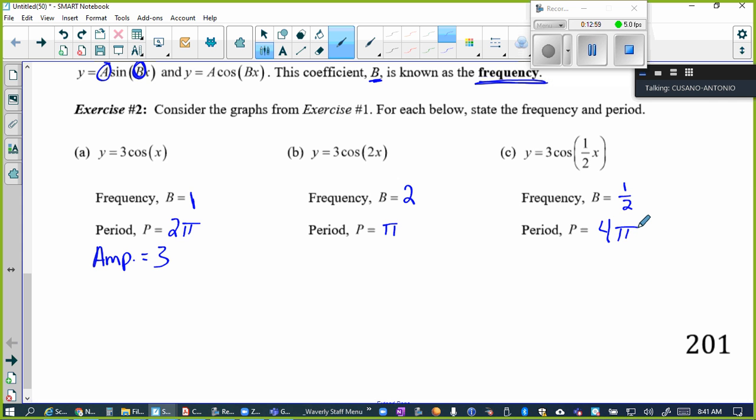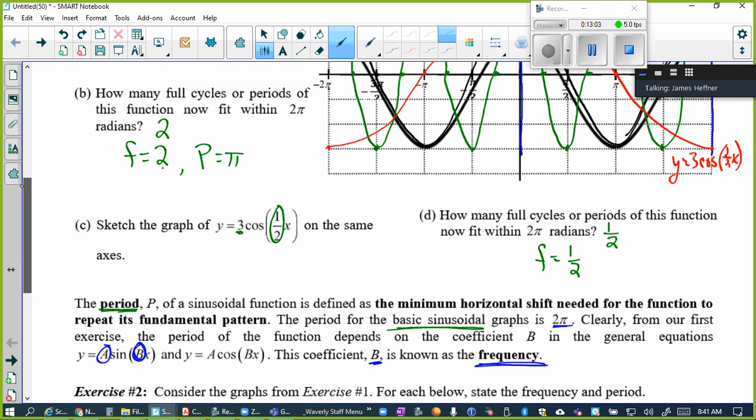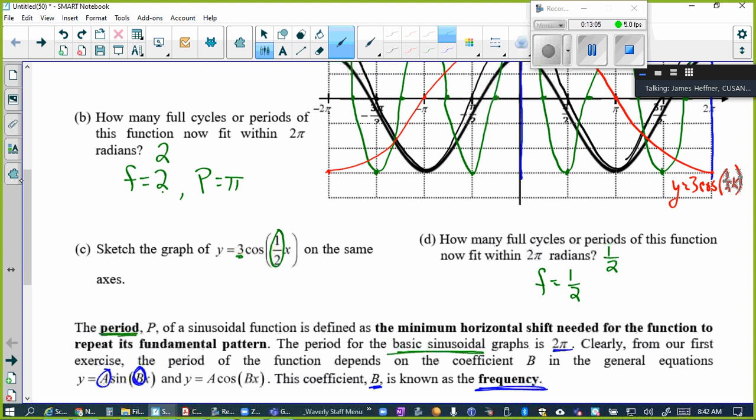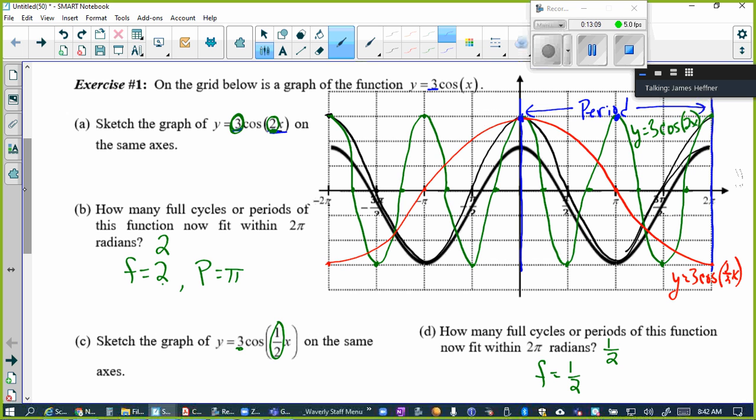Also, number D. Yeah, look up here. I didn't even write it down there. But look at the green graph there, right? Or we did the red one. The red one takes longer for a cycle to happen, right? It goes to the end of the graph. It would have to go out to 4 pi to finish that cycle.